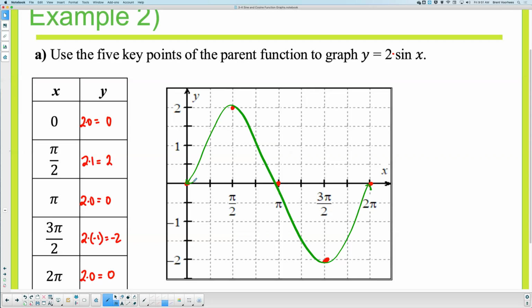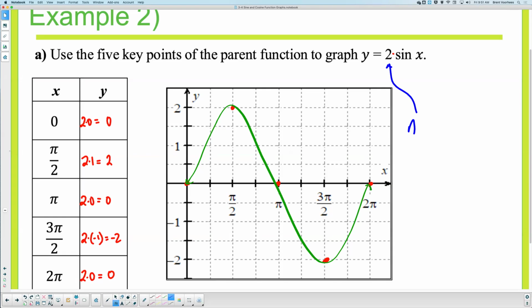So we changed what's called the amplitude. The amplitude was 1 unit. Now, from top to bottom, how many units across is it from 2 to -2? How many units is that? 4. It's 4 from top to bottom, but then you divide that by 2 because that's 2 amplitudes. What's 4 divided by 2? 2.